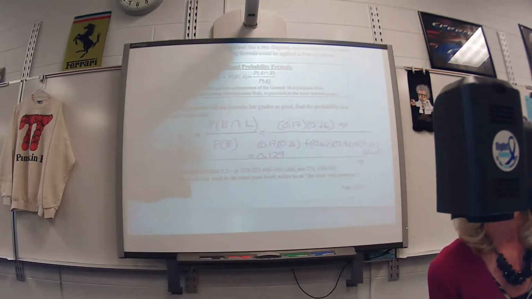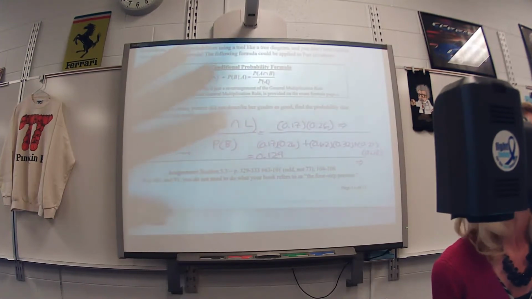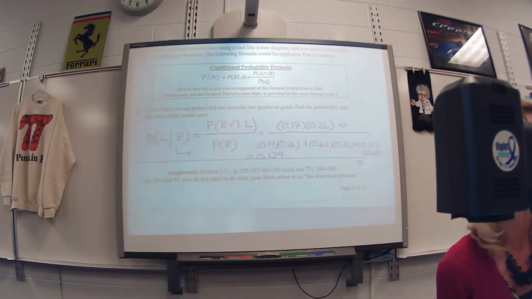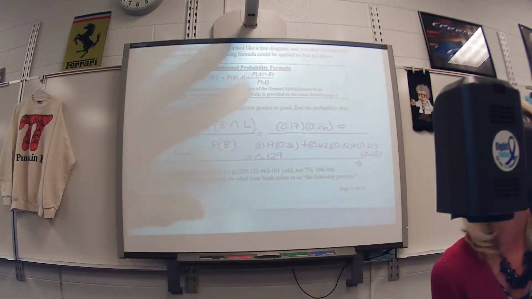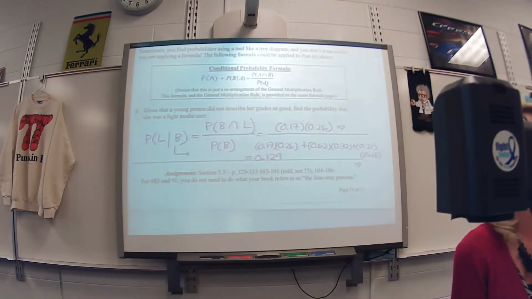This is important for AP in terms of probability. Not that the other stuff you don't need to know how to do it, but this almost always will come up on the exam.